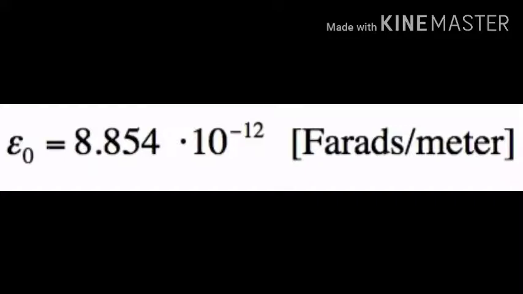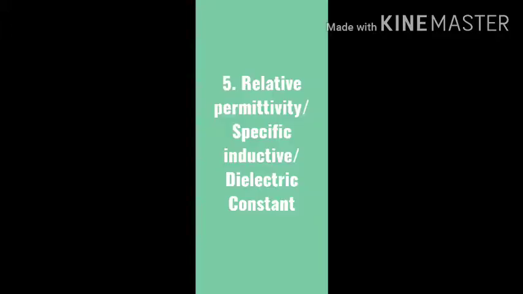We will talk about the value of this epsilon and 1 by 4 pi epsilon. Epsilon is a constant. Its value is 8.8542 into 10 to the power minus 12 Coulomb square Newton inverse meter inverse square, and 1 by 4 pi is equal to 9 into 10 to the power 9 Newton meter square Coulomb inverse square. Now we will discuss relative permittivity.